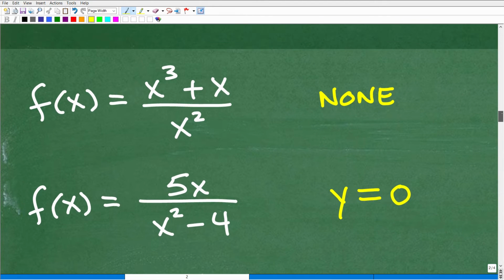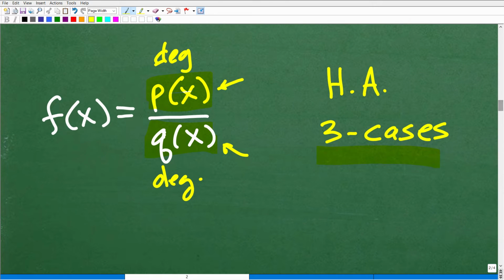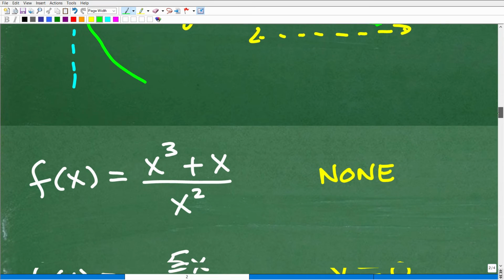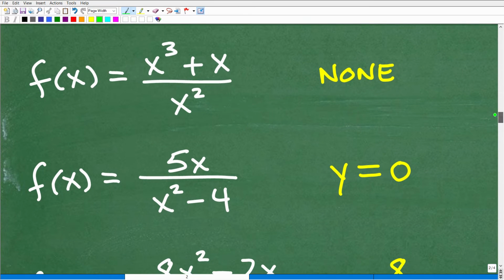Again, we're looking for horizontal asymptotes. That's going to be boundaries, lines that run horizontal. So in other words, the branches of our rational function would approach this horizontal line, whereas a vertical asymptote runs this way, and your branch is approaching it like so. Okay, so let's go ahead and take a look at the three cases for horizontal asymptotes.